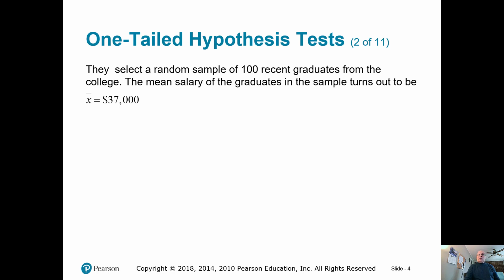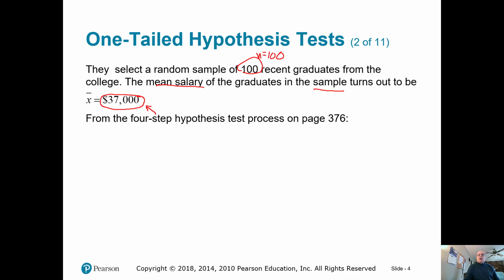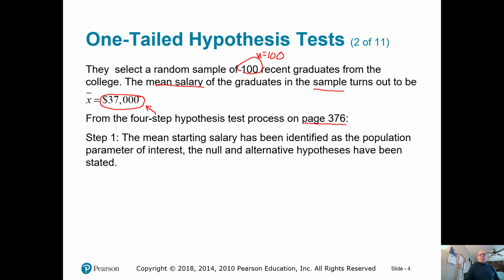So we've got a random sample of 100. Of course, that means n equals 100 for us. And the mean salary from the sample is $37,000. It does look as though there's some possibility that $39,000 could be suspect. Let's see what happens. We're going to follow the 4-step hypothesis test that we talked about earlier. Now this page 376 is on a different book. It's on the book Statistical Reasoning for Everyday Life, just in case you're interested.